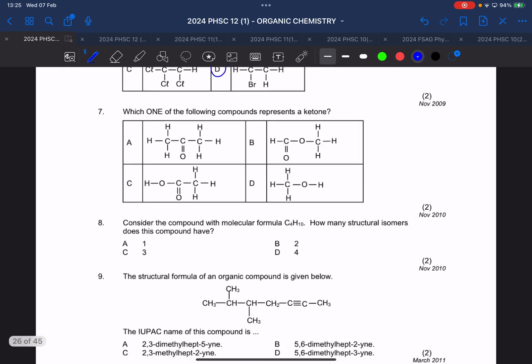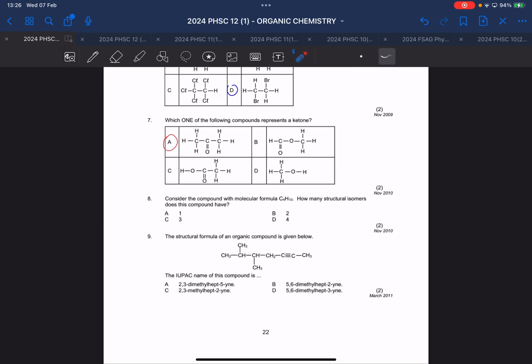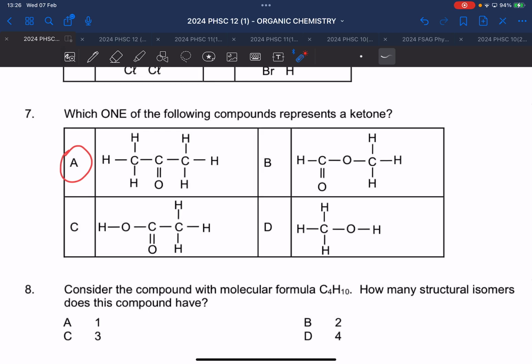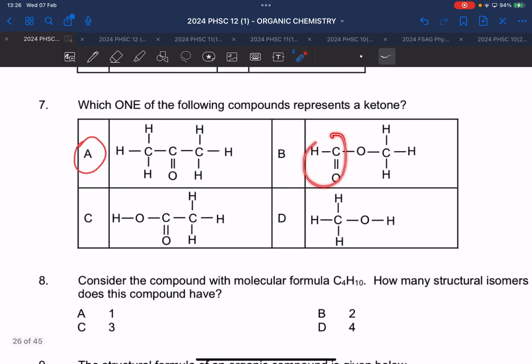Alright. Next one. I just quickly want to finish the page. It says, which one of the following compounds represents a ketone? I hope you can easily and quickly say it is compound A, because we're on page 22. Wait, how did you get to 5? No, I didn't see 5. We skipped 5 because we haven't done the work yet. Okay, B is an aldehyde, D is an alcohol, and C is a carboxylic acid.